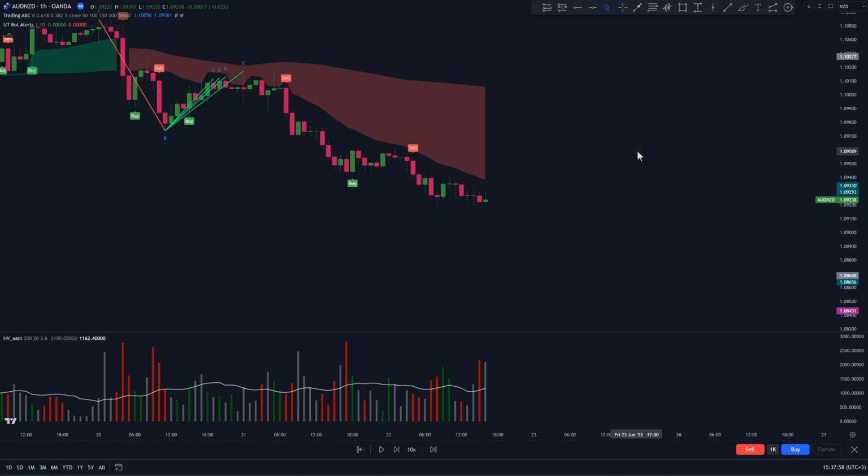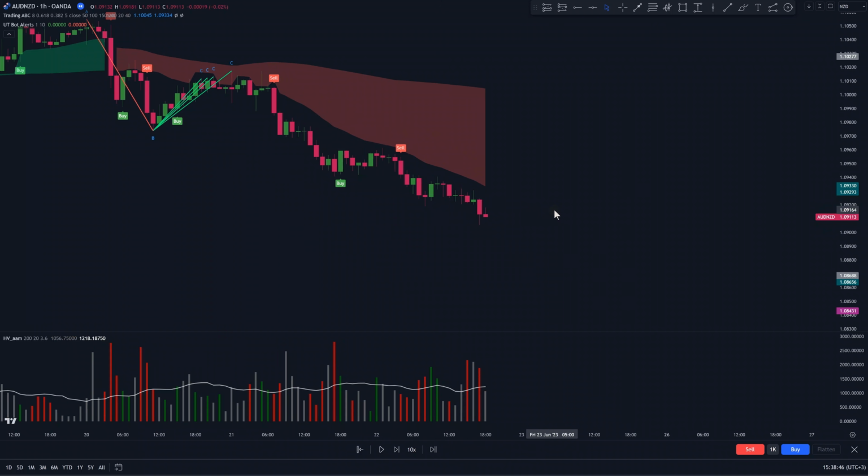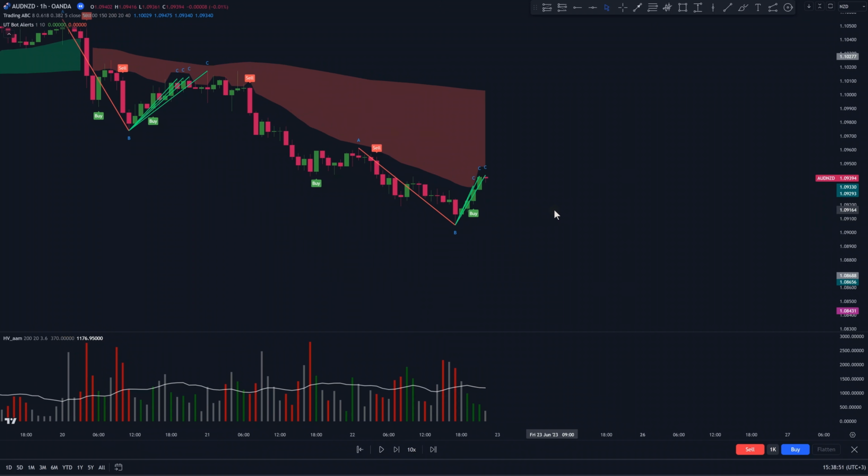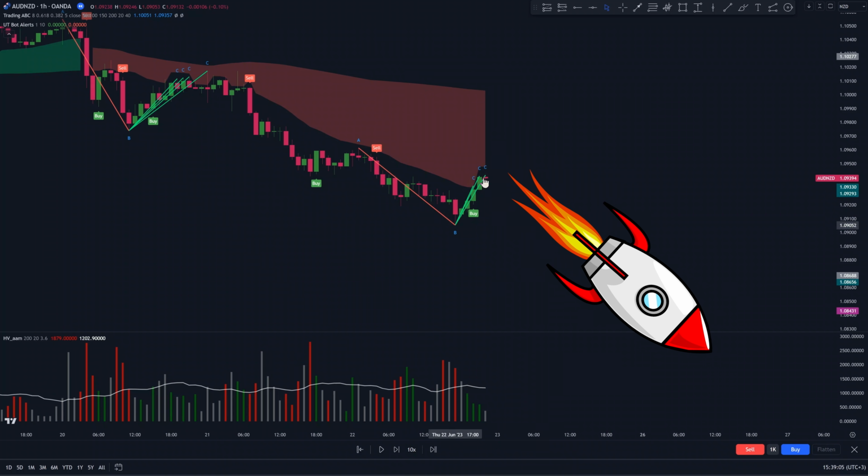Because it's a short trade, we obviously want to make sure that the market is in a bearish trend. To confirm that, we just make sure that the trend cloud of the trading ABC indicator is colored red and the price is trading below it. This indicates a bearish trend. Second, within this bearish trend, we want a bearish ABC pattern to be printed. Let's see if that happens. This indicates a higher probability that the market will continue to move in this downward direction after this pullback.